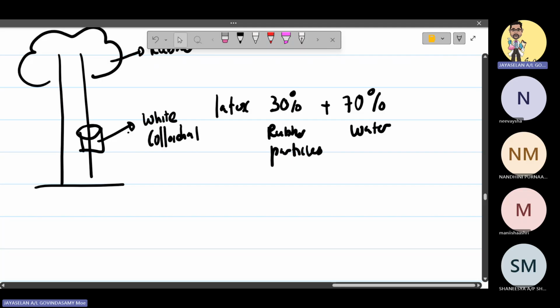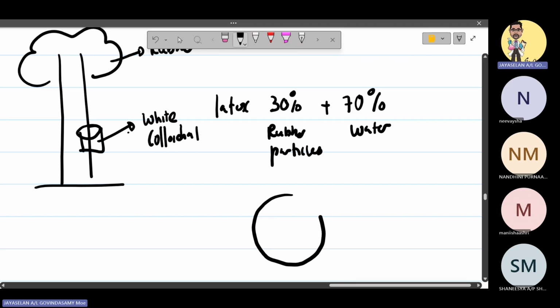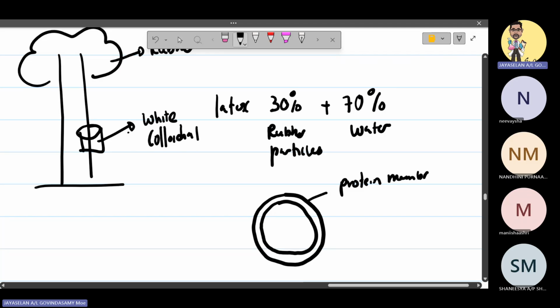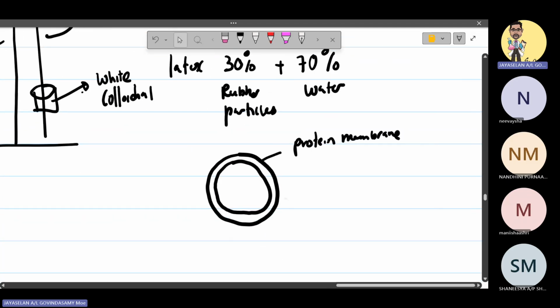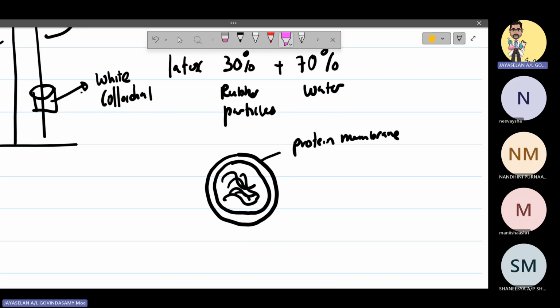What is the problem faced by the rubber tapper? The rubber particles are enveloped by a layer. This layer is called what? Protein membrane. All of you understand, protein membrane. Inside the protein membrane only, we have rubber polymer. And we want only this. We don't want the protein membrane.